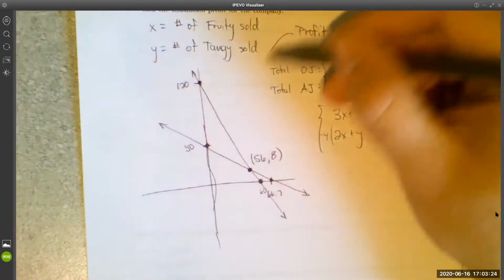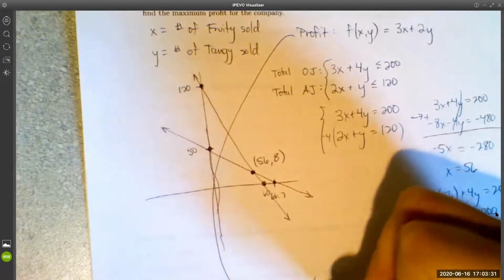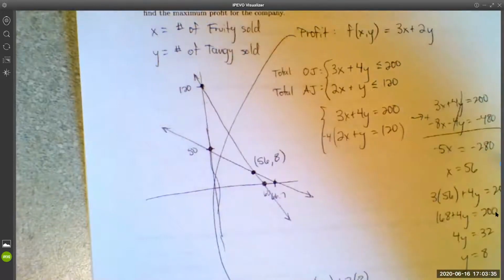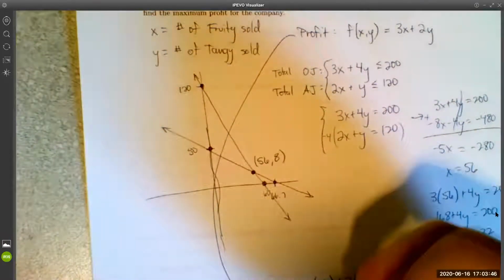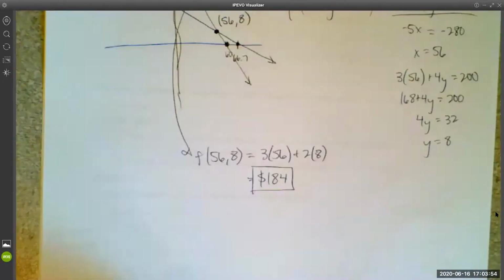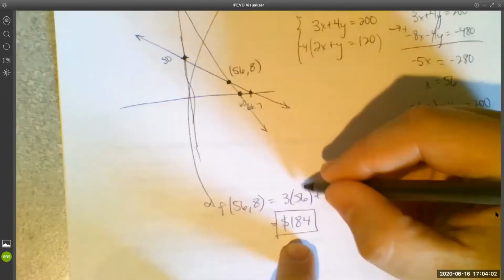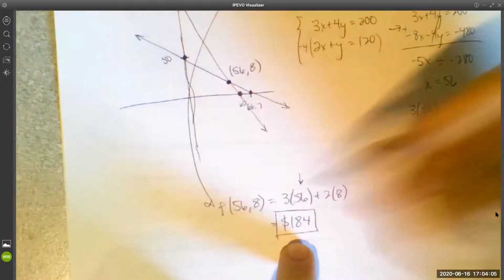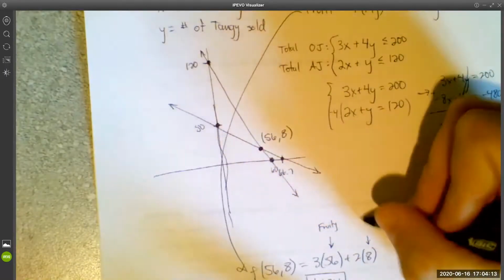It's (56, 8). So now to maximize the profit, I'm going to say f of (56, 8) equals 3 times 56 plus 2 times 8. And that comes out to 184. Okay, so there's my maximum profit. Now, how do I get that maximum profit? Well, I get that by producing 56 bottles of the fruity variety and 8 bottles of the tangy variety.